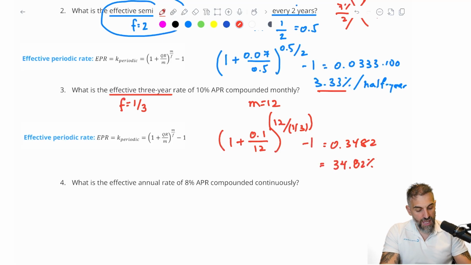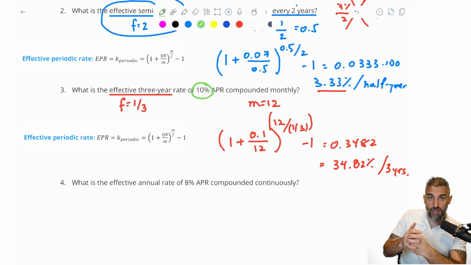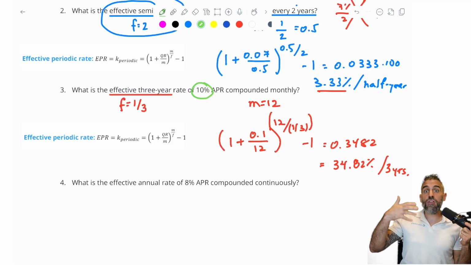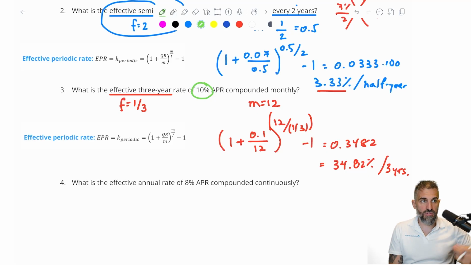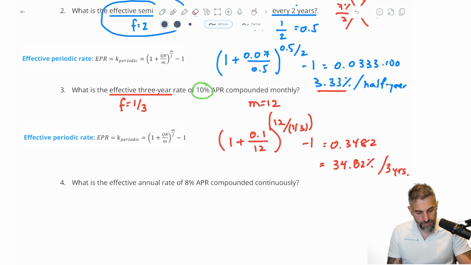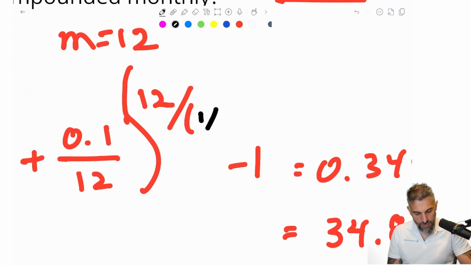34.82% every 3 years. If you're looking at that and saying, oh, that's really high, well, don't forget, it's 10% per year, but then I'm asking you what are you earning every 3 years? So it makes sense that it's almost triple that. It's actually more than triple that because of the compounding effects. This is 1/3 here.